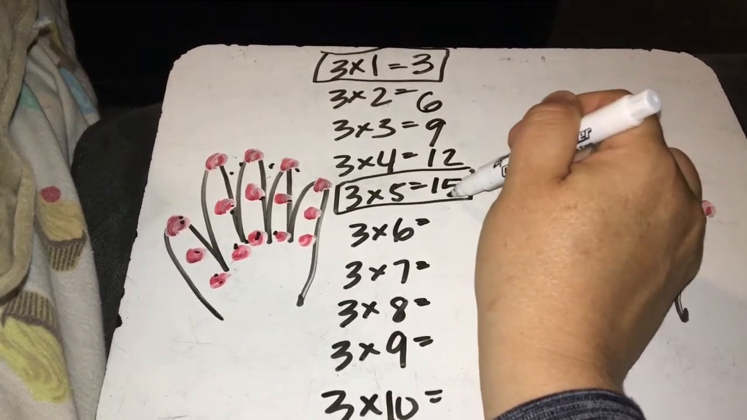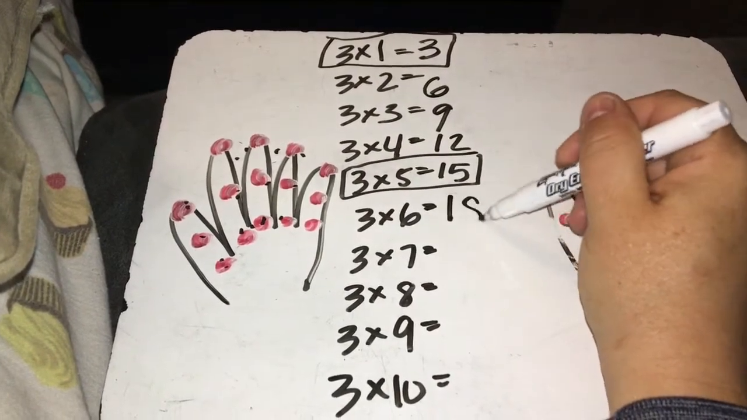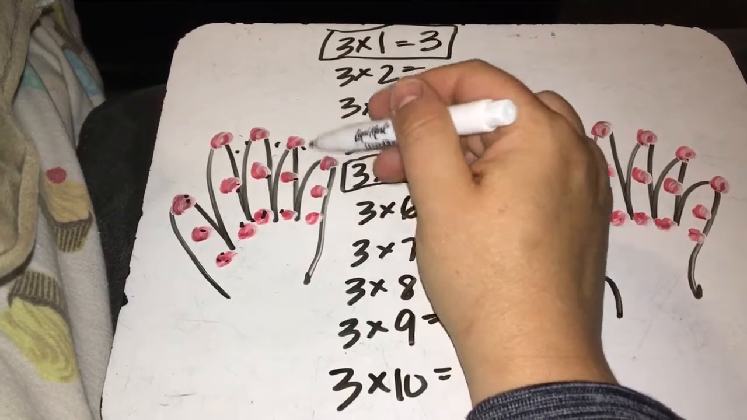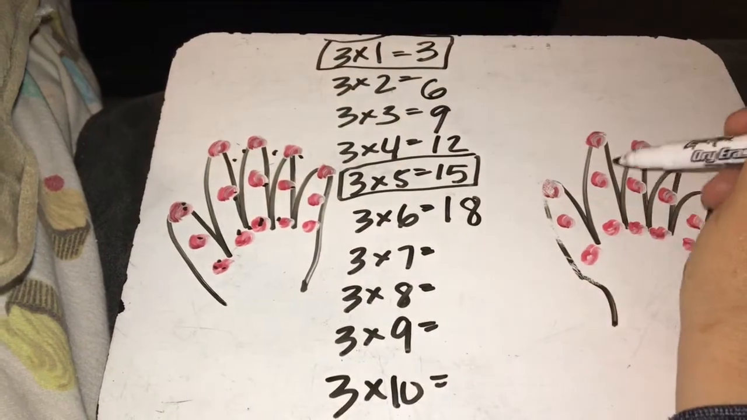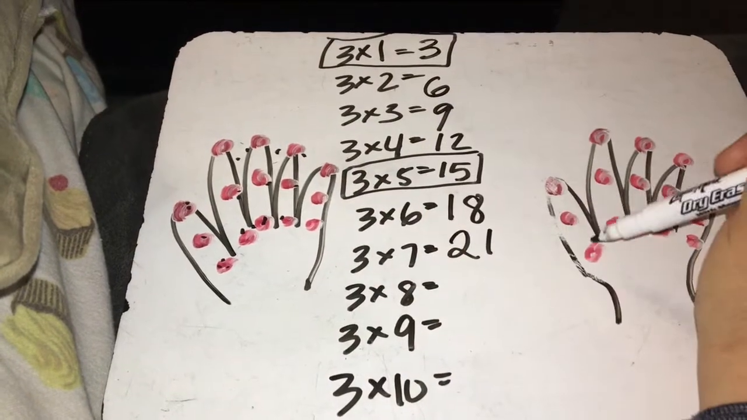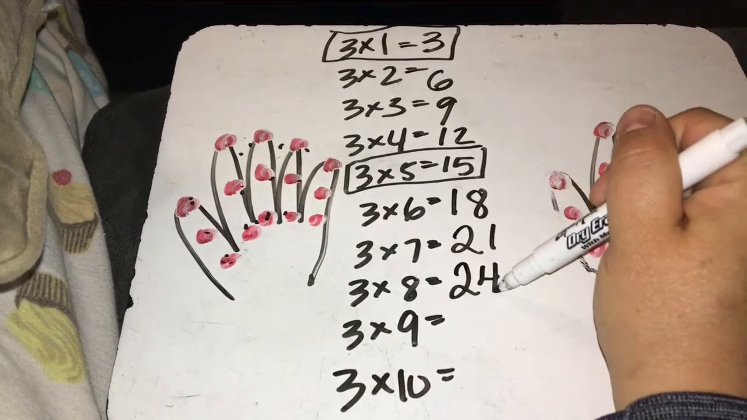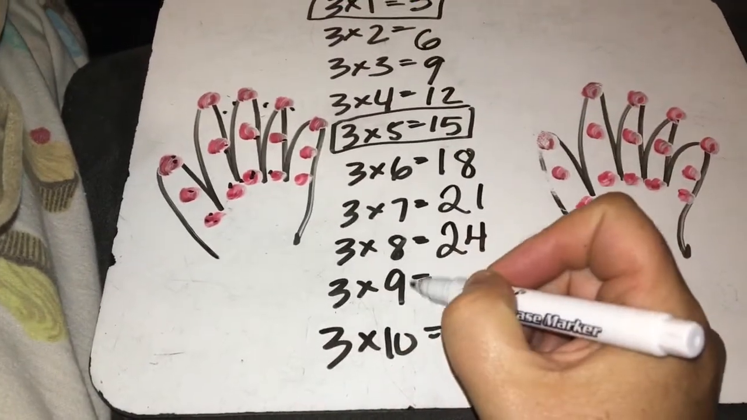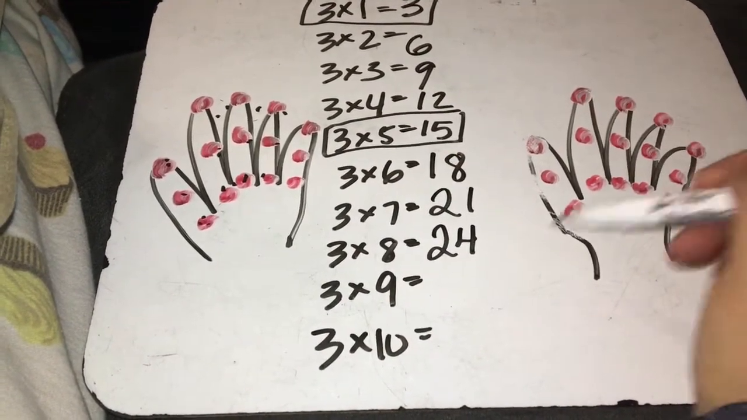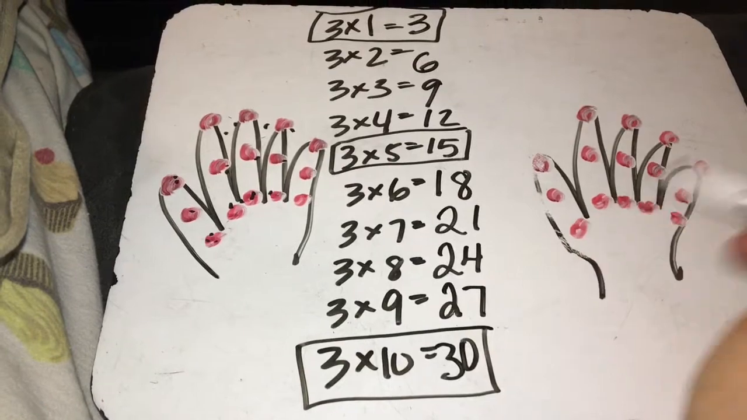We've already gone over 3 times 5. It's the same as 5 times 3, so we know it's 15. If you need to count on your fingers, you're welcome to do that. And we already know 3 times 10 is the same as 10 times 3.